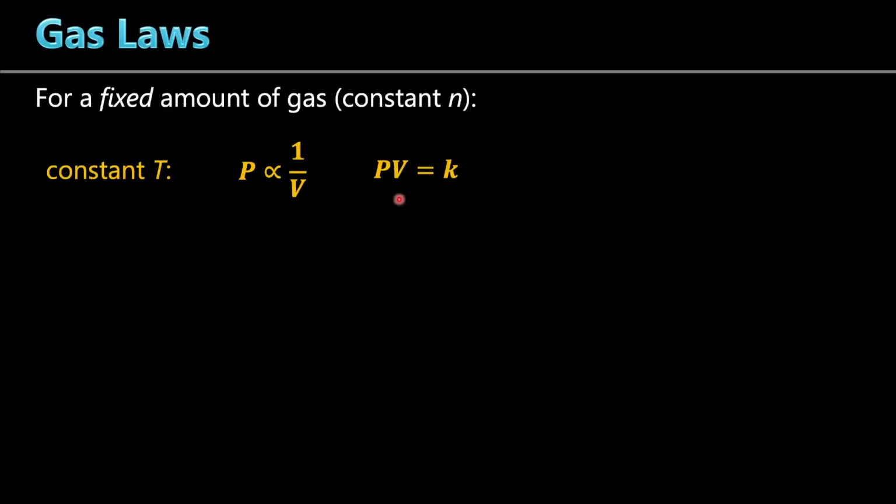So, anong sinasabi nito? This means that if we keep the temperature of the gas constant, the product of the pressure and the volume remains the same. It doesn't change. Constant siya. That is why, if I have two conditions, condition 1 and condition 2, yung product ng P1V1 equal din sa product ng P2V2. And some of you might be familiar with this equation, no?